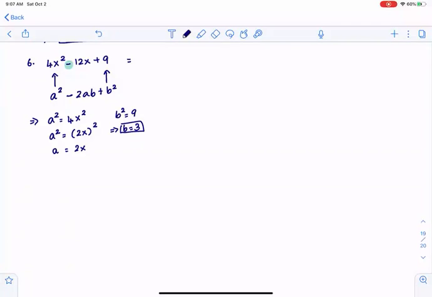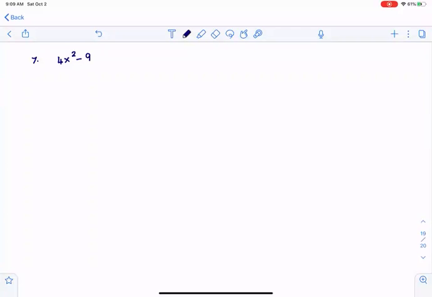which would mean a minus b squared. So a is 2x, b is 3. So 2x minus 3 squared.